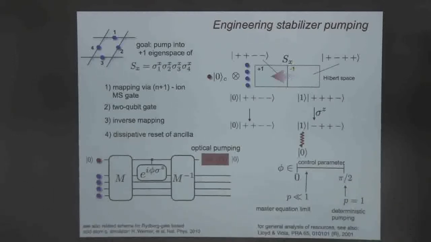And as you can see, in this digital approach I can now control the strength of this dissipative dynamics by changing, in this case, this parameter. For very small phases, we essentially do only, with a small amplitude, this conditional spin flip, whereas if we choose it to be pi over 2, then we deterministically realize pumping from one sector into the other sector.